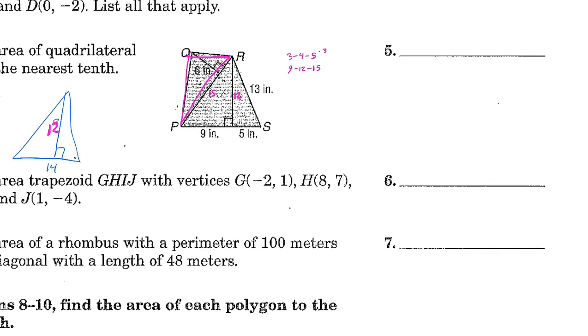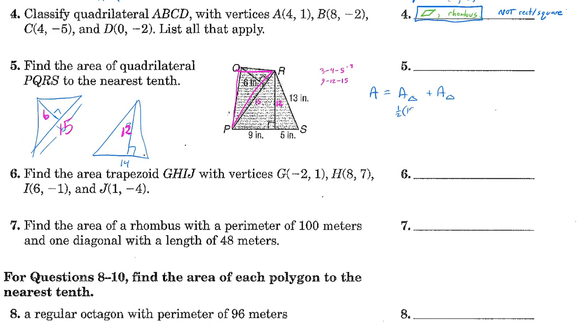So the area is equal to area of triangle plus area of triangle. So 1/2 base times height. So 15 times 6 plus 1/2 12 times 14. I'm going to smash the even numbers in half. So we get 15 times 3. That's the 1/2 times 6.